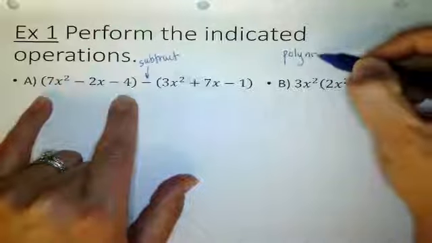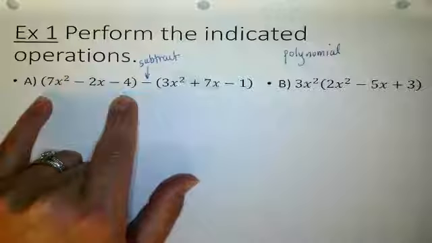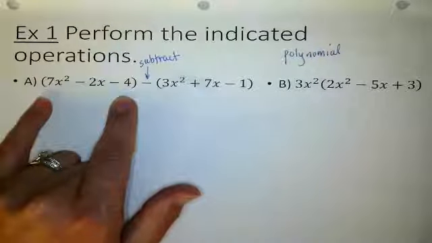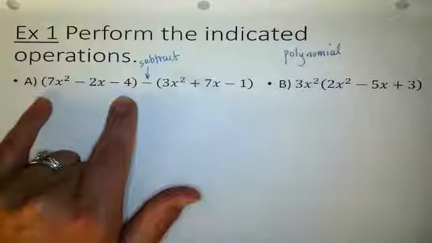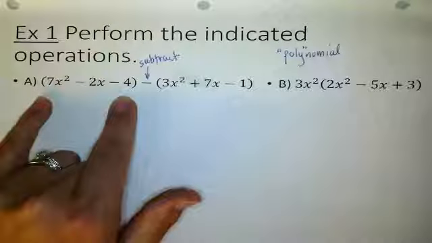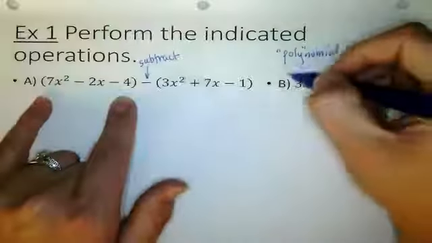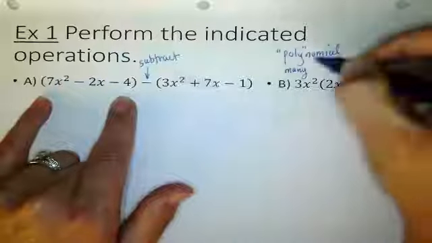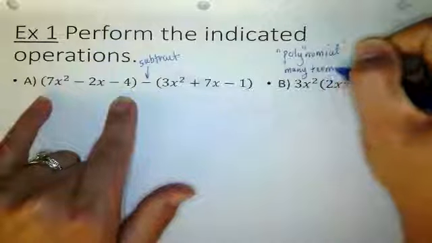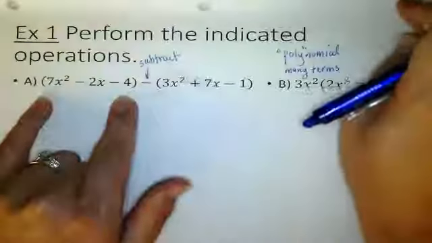Does anyone know what that means? Do you know polytheism? Have you heard that? Multiple religions, multiple gods? Yeah. And so that word poly translates to many. And nomial technically translates to names, but in math we translate it to terms. So polynomial means many terms.